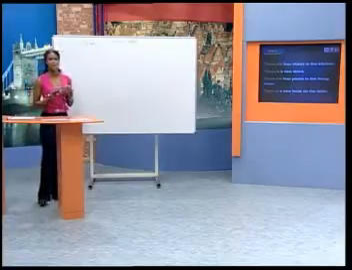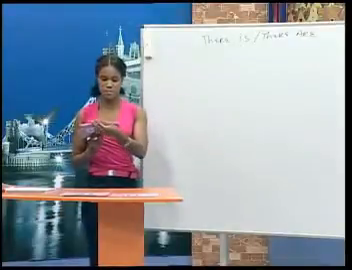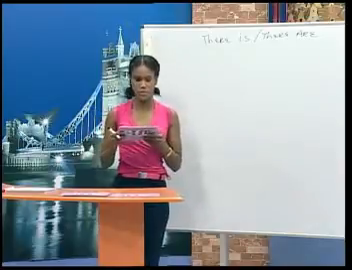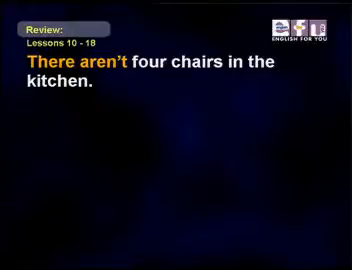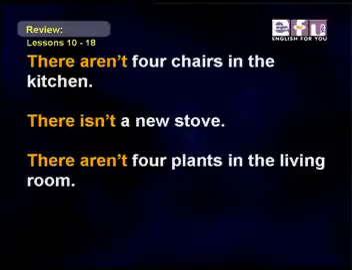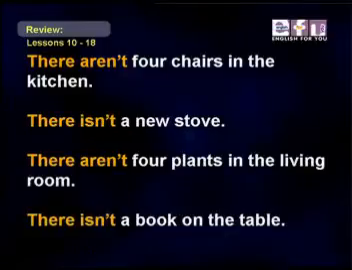So there are and there is give information. They can also be used in the negative. For example, there aren't 4 chairs in the kitchen. There isn't a new stove. There aren't 4 plants in the living room. There isn't a book on the table.